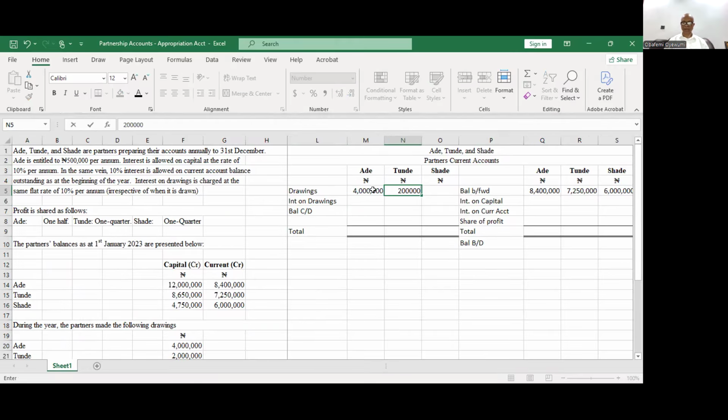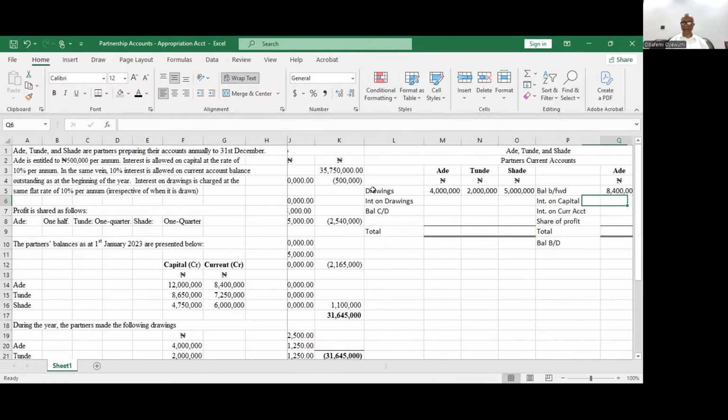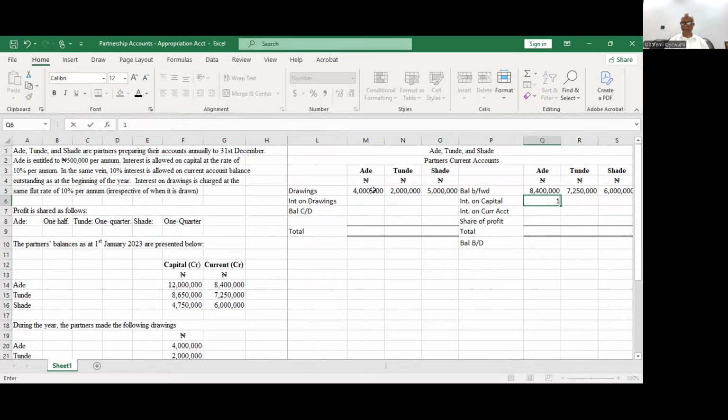He also took 2 million. And then Shade took 5 million. All right. So interest on drawings, how much? So we can go back to our accounts. I mean the appropriation part of the account. So are they for him interest on capital? Let's go to interest on capital. Interest on capital 1.2 million.